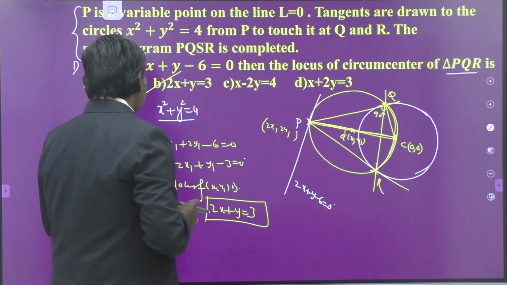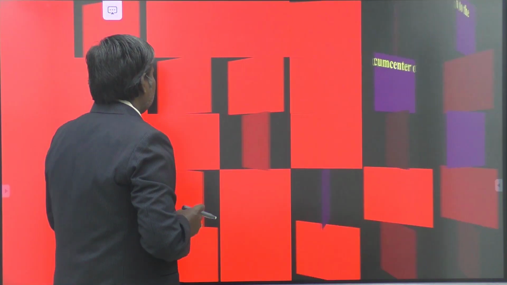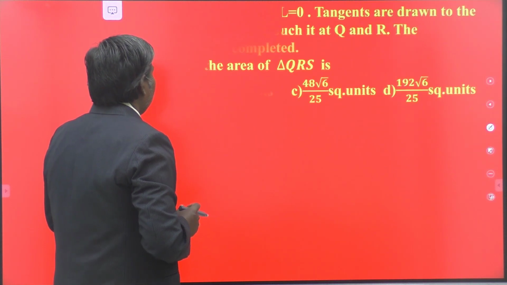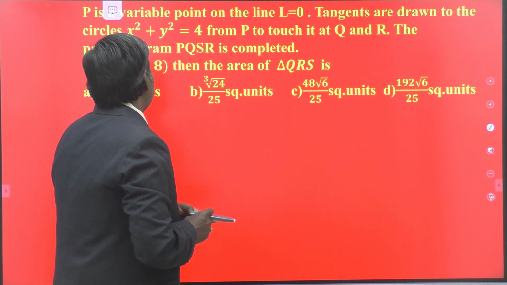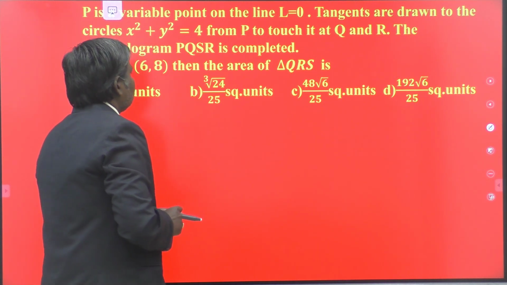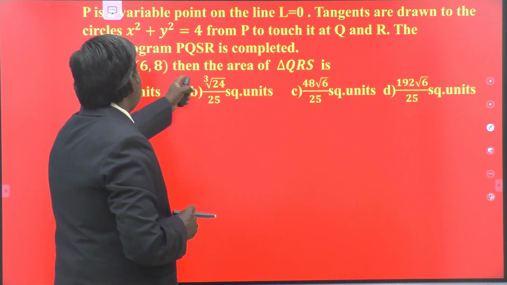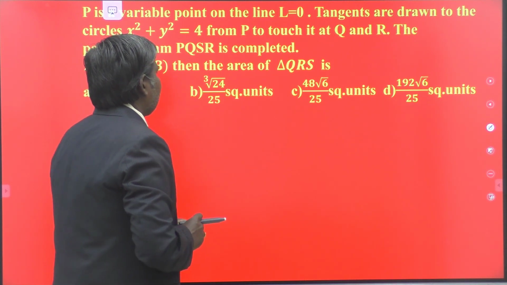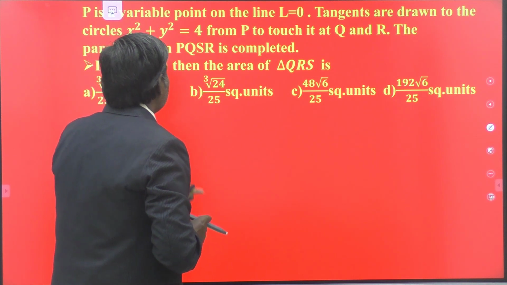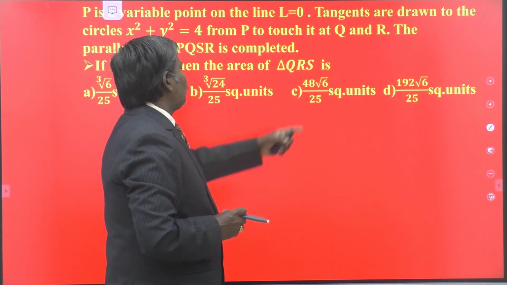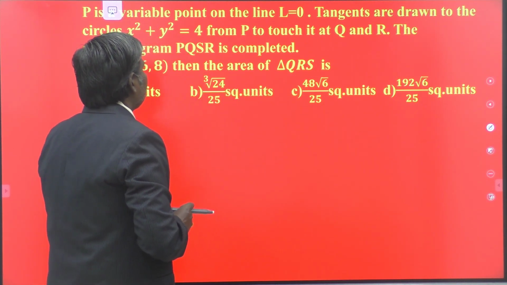Understand? Now the second question is what? Let us see. This is the same paragraph. The question becomes like that. What is the next question? P is equal to 6, 8. Then the area of triangle QRS is what? P is equal to 6, 8. We have to find the area of triangle QRS.